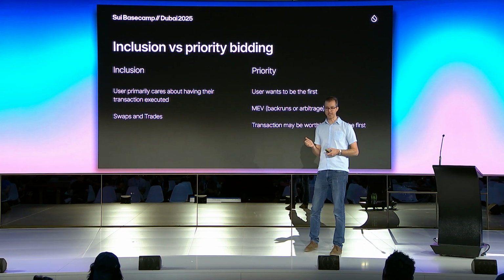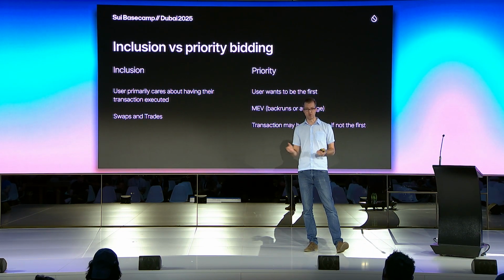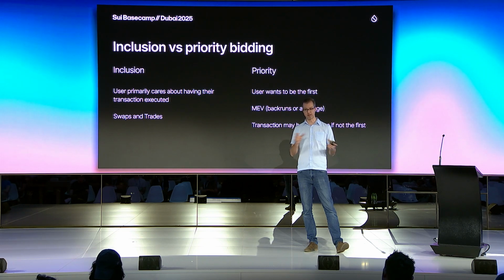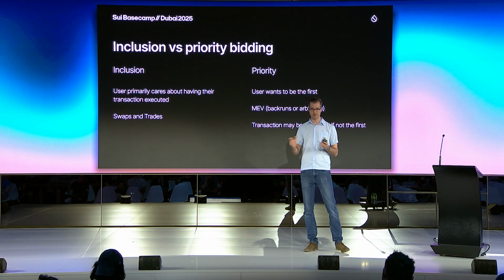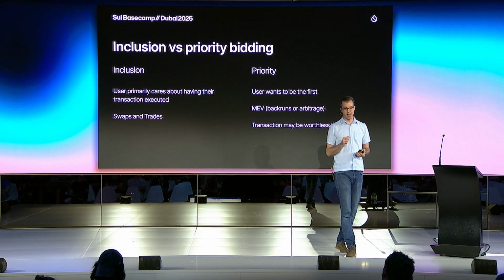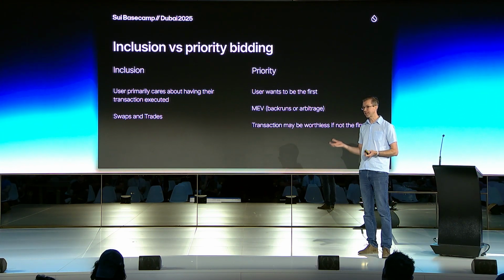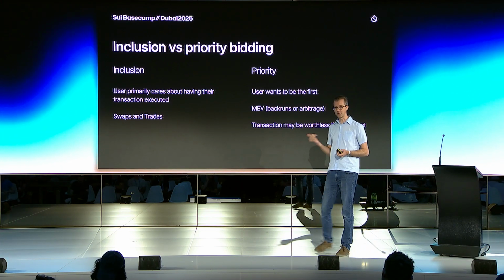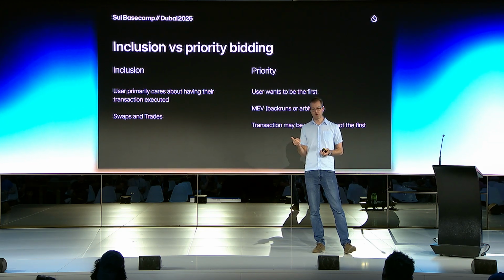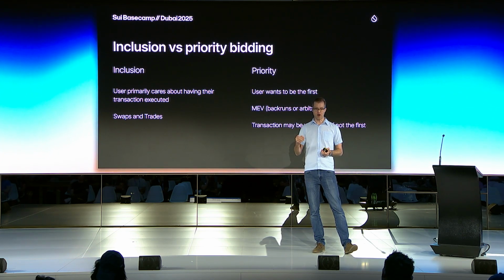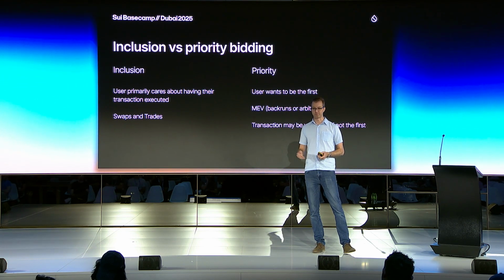So an example of an inclusion bid is a congested pool. Deepbook, for instance, has effectively a different object for every currency pair that it trades, and so those objects can become congested. But in most cases, if you want to swap, say, Sui for USDC, you mainly care about, are you going to get executed relatively quickly?